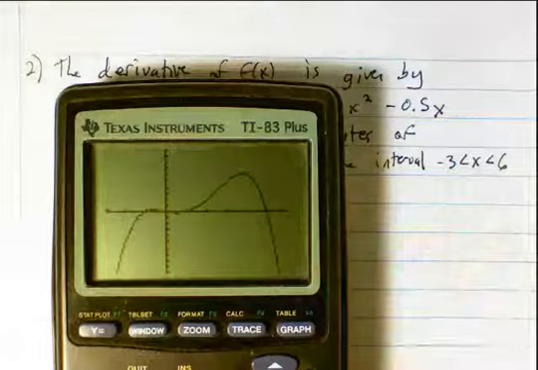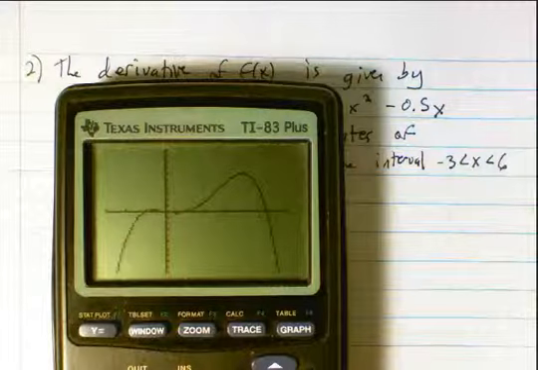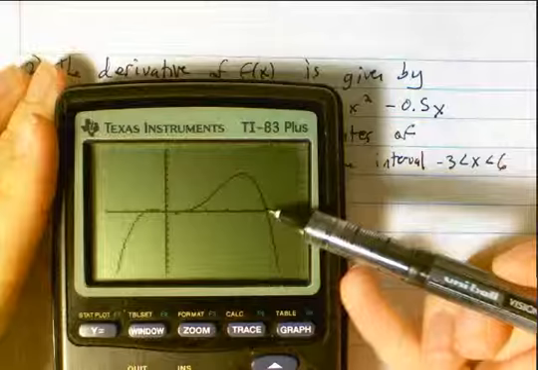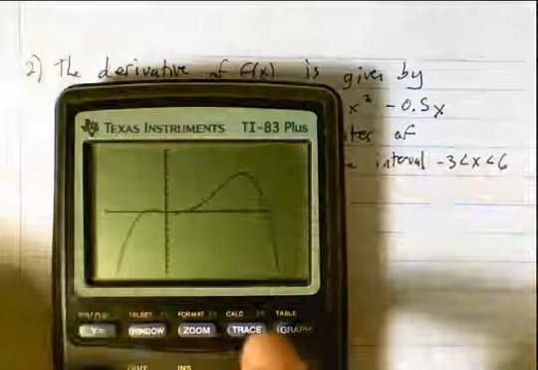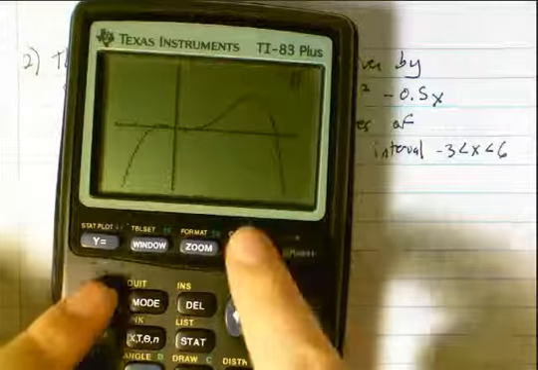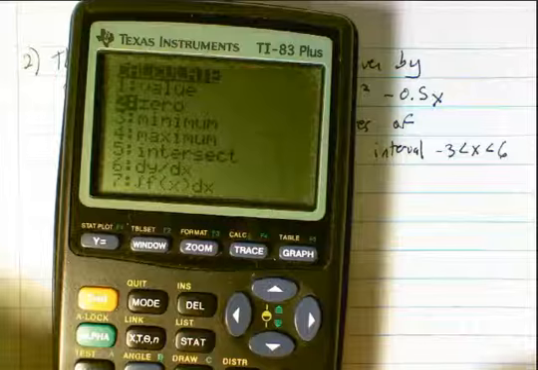Okay, critical values are values where f prime of x is 0 or undefined. So what we want to find is the actual number for x at this point right here, where we see that f prime of x equals 0. So we're going to go to second, and then calculate. We're going to look for 0. If you have a TI-82, this says root.